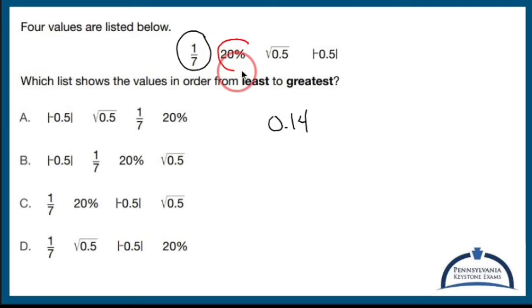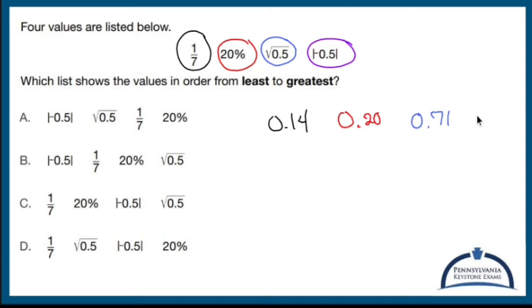20% as a decimal, no calculator needed for that one, is 0.2, or I'll put 0.20 so we can keep it consistent with two decimal places. The square root of 0.5 is 0.707, so we'll say 0.71. And the absolute value of anything just becomes its positive self, so 0.5.